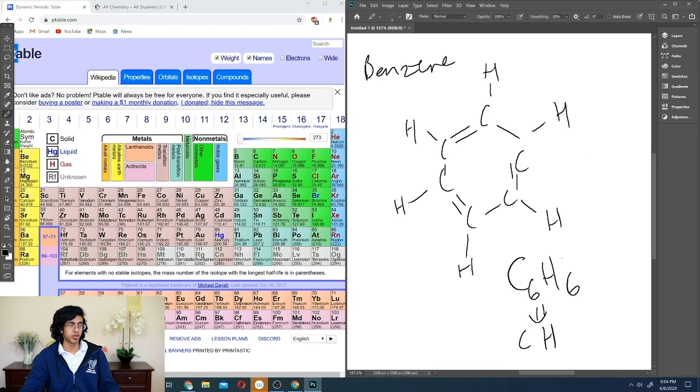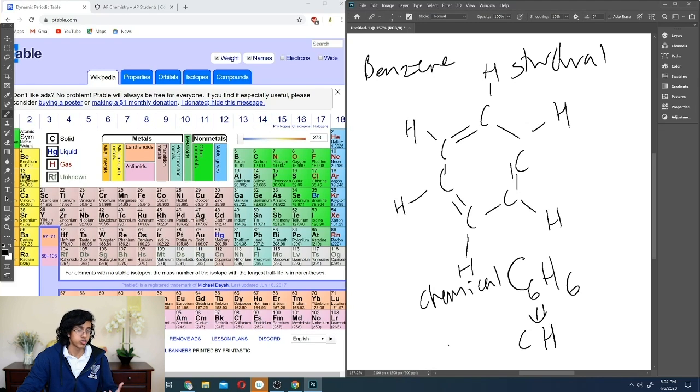Oops, let's label our diagram. This is called structural. This over here is called chemical, and the most reduced one is called empirical.